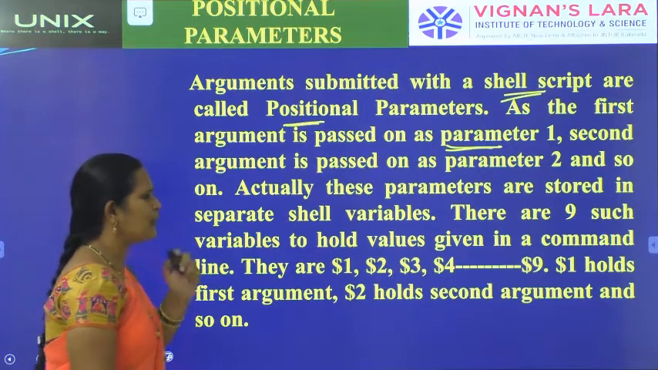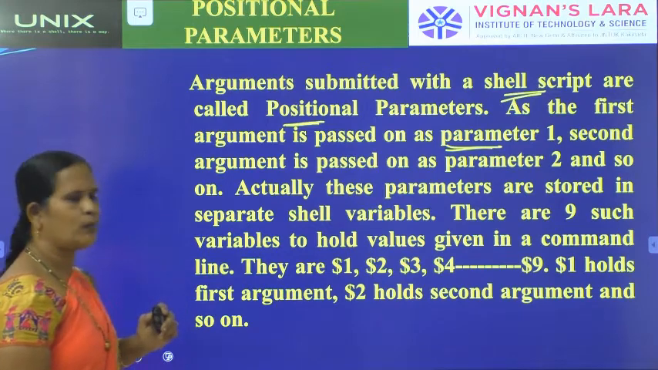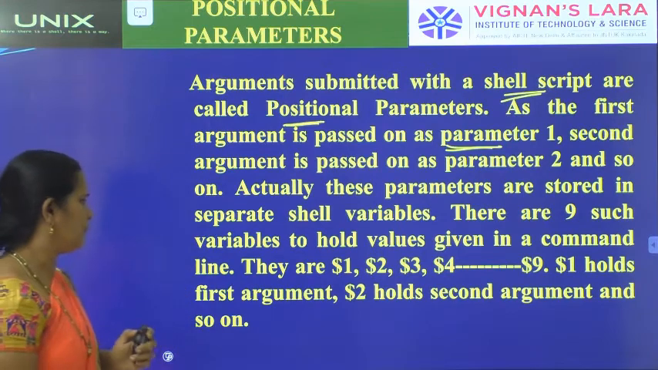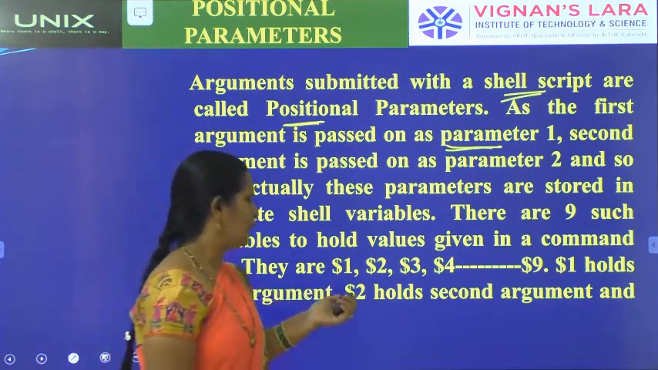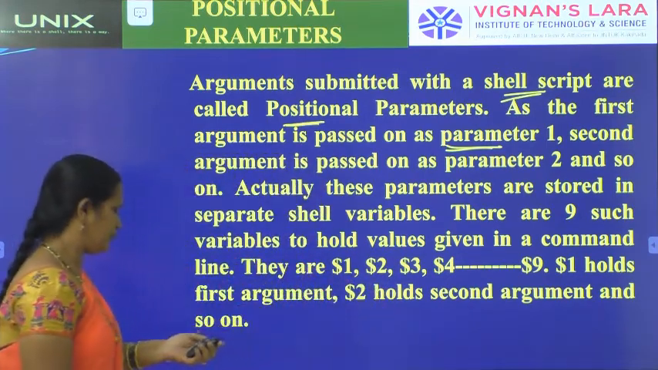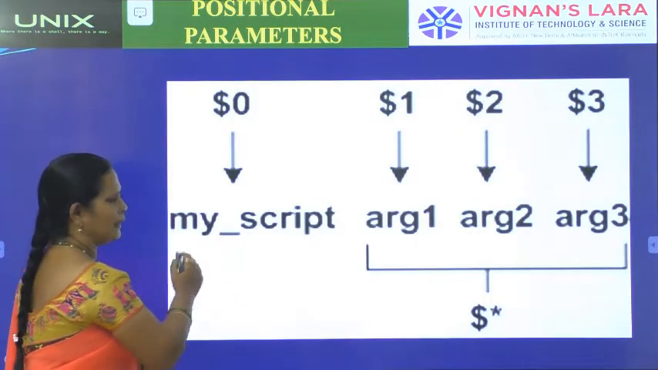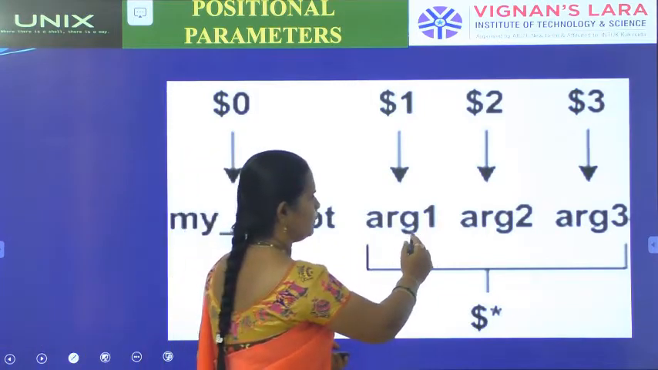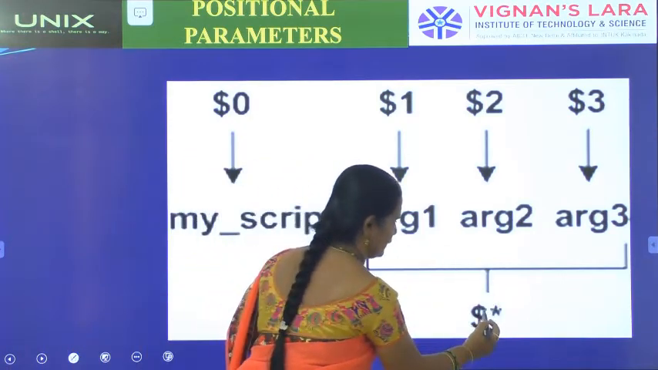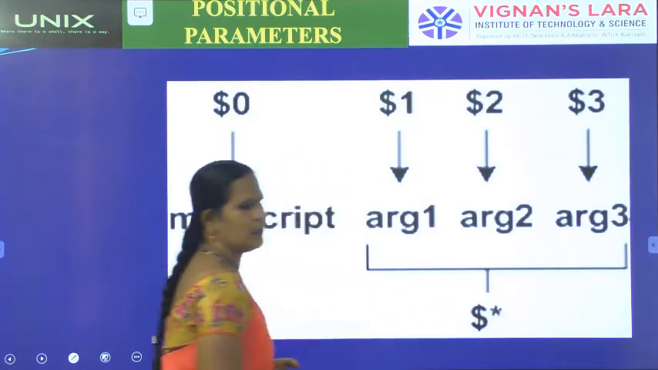These variables hold values given in a command line. $1 holds the first argument, $2 holds the second argument, $3 holds the third argument, and so on. Observe here: this is the file name, my script, followed by argument 1, argument 2, argument 3. The set of all these is known as $*. $* indicates all the positional parameters.